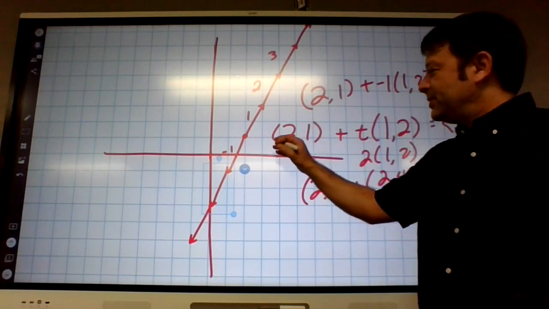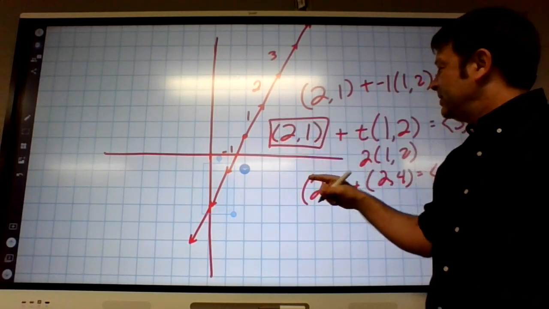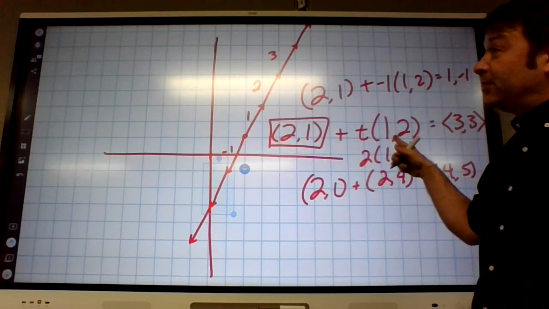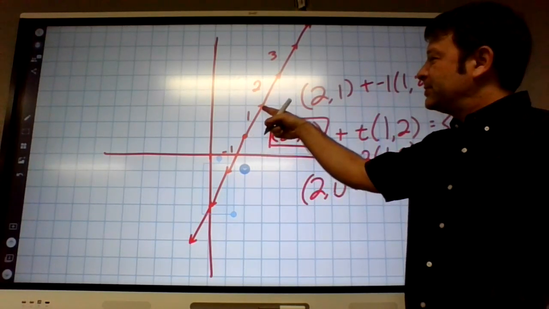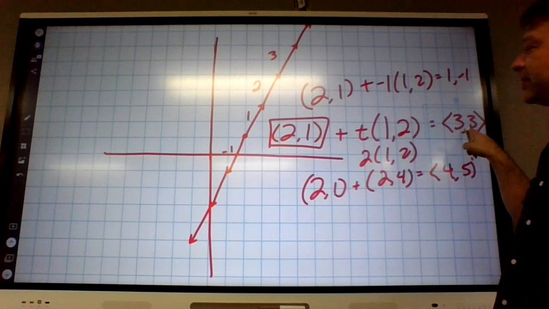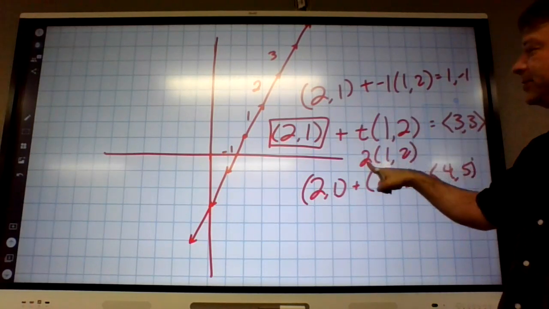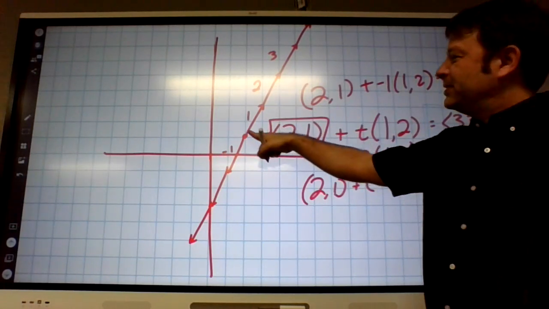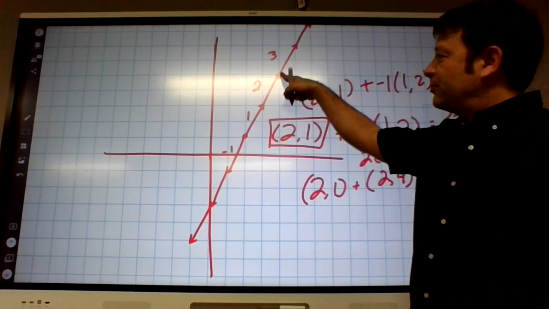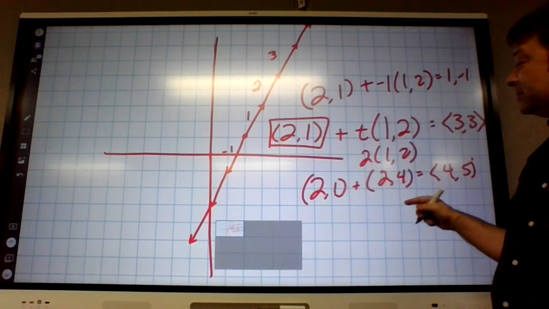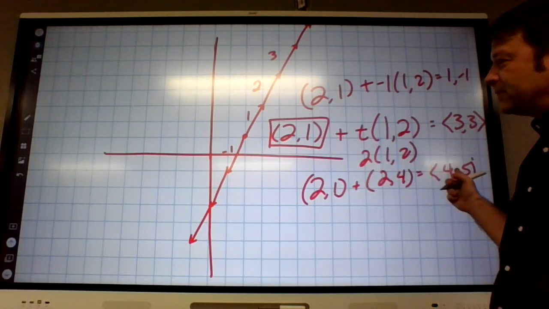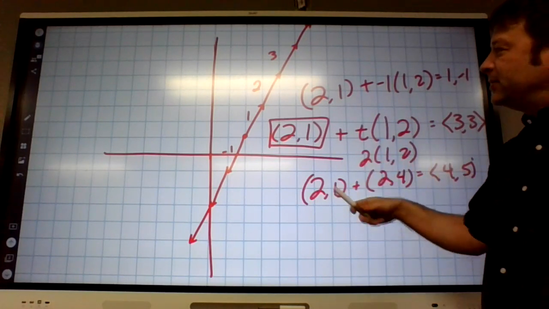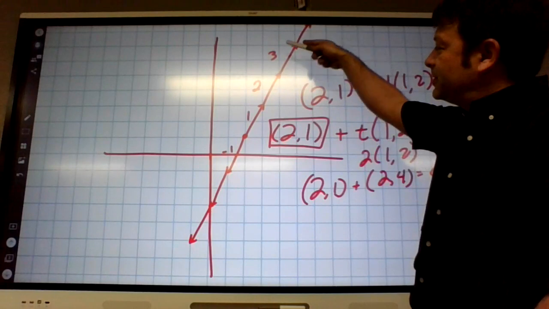So 2, 1 is the starting point. We got that. What happens when you add a 1, 2 vector onto it? It goes right 1, up 2, so it's right there at 3, 3. That's where that came from. If you add 2 of those to it, it goes all the way up here, 4, 5. I just multiply this by 2 and add it together, 4, 5. Just multiplying and adding, but this is what it looks like visually.